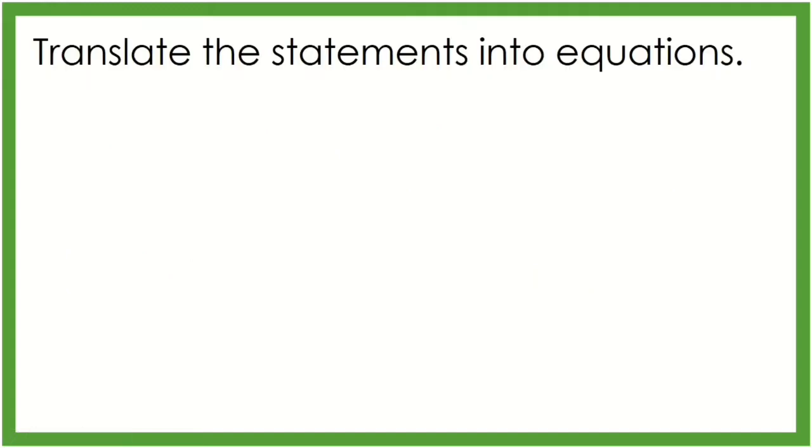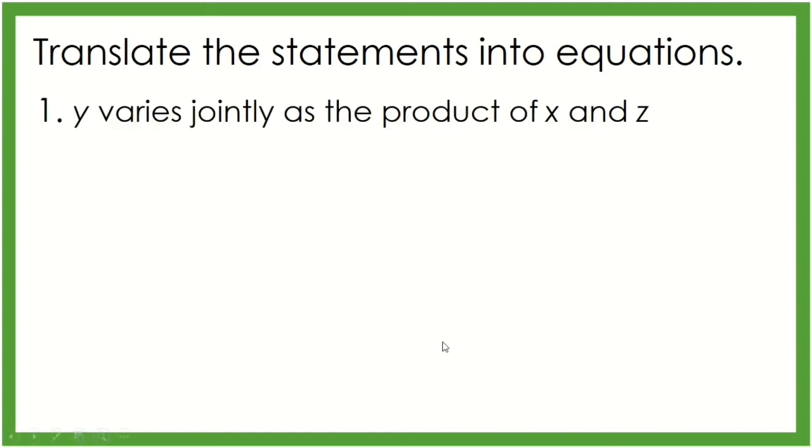Let's translate the statements into equations. For number 1, y varies jointly as the product of x and z. So this is equal to y equals k times x times z. Y is the first quantity. Siya yung naka-isolate dito sa left side. Equal siya sa constant times the product of x and z.